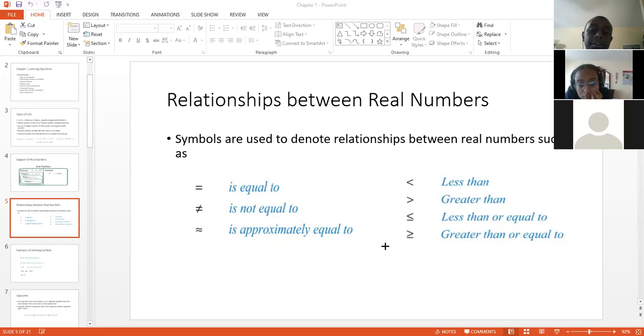So here, the number on the left is greater than the one on the right. So greater than or equal to, 5 is greater than or equal to 5. And 5 is also greater than or equal to 4. So that's how you use these less than or equal to signs.